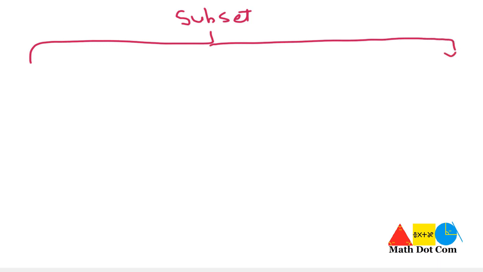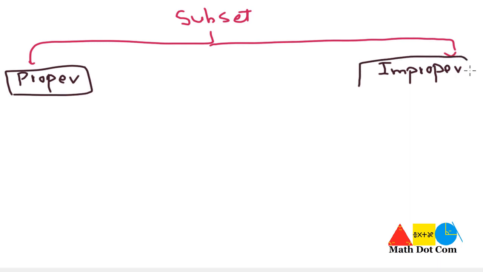The next type, on the basis of containment, is the two parts of subset. Basically, subset was further divided here. We have already discussed the concept of subset. Now we will see the further two types of subset: one is the proper subset and the other is the improper subset. Now how do they differ from each other?